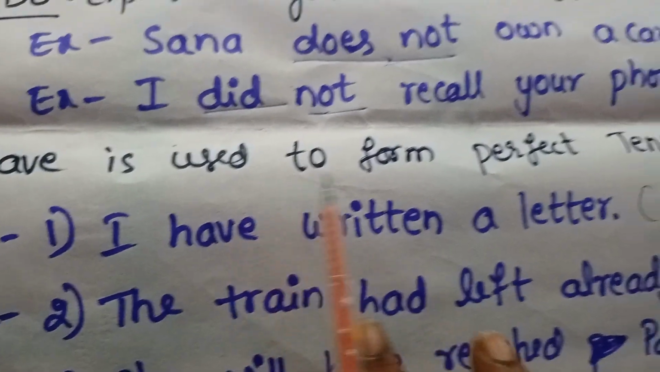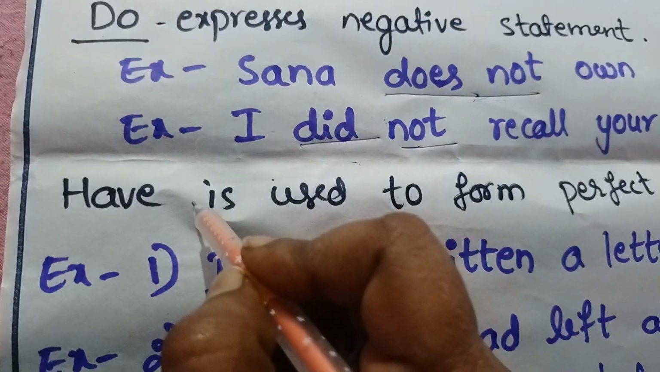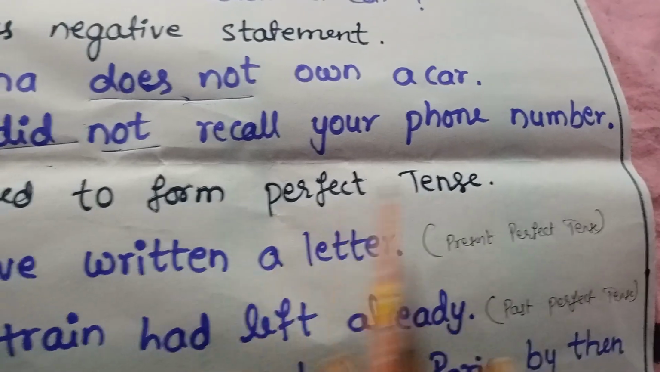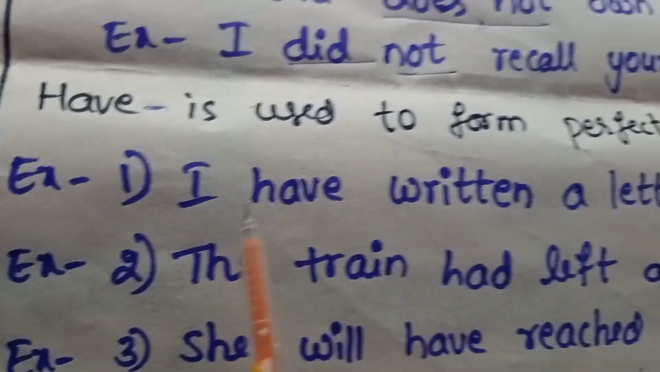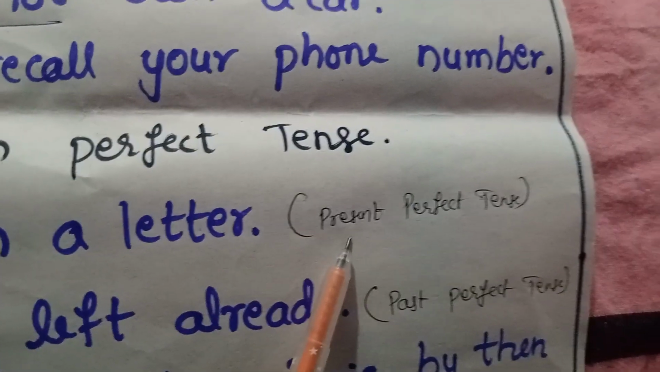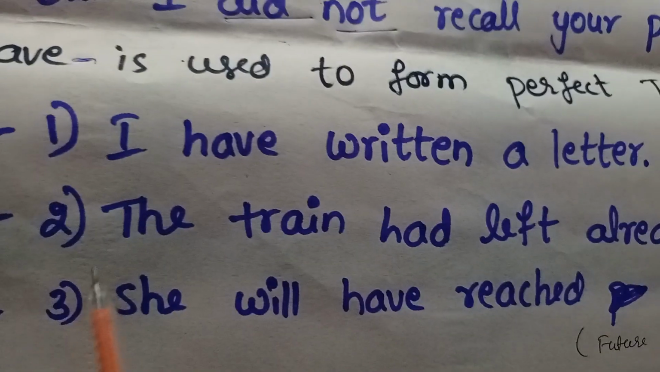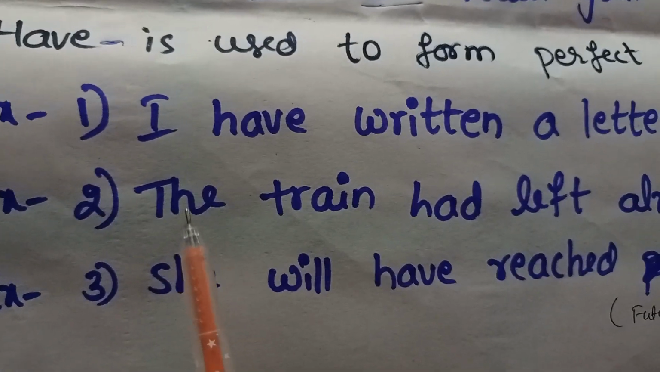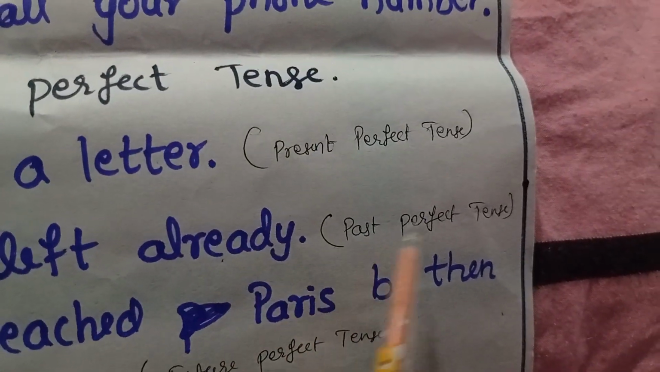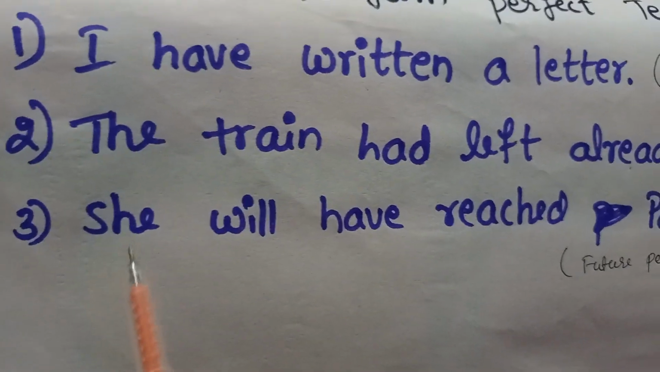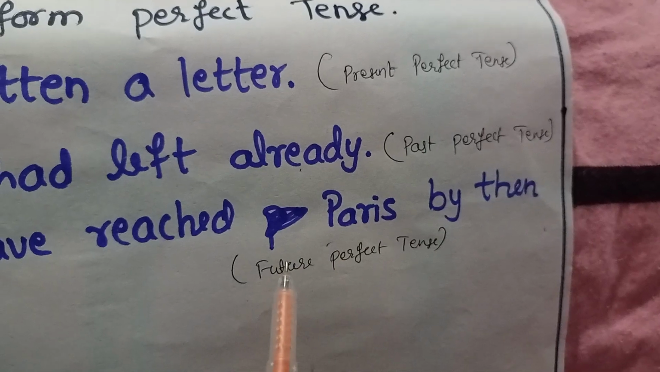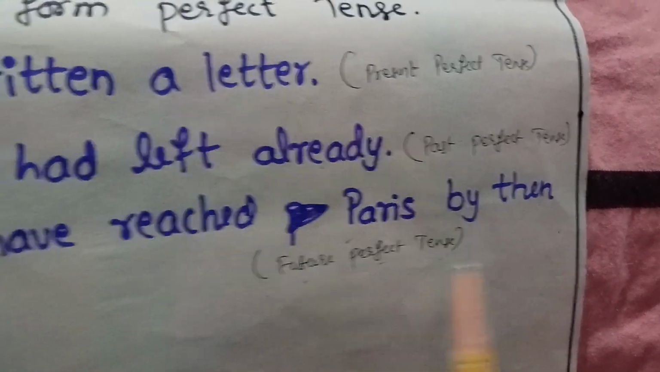Now let us discuss have forms. Have is used to form perfect tense. For example, I have written a letter. Present perfect tense. The train had left already. Past perfect tense. She will have reached Paris by then. Future perfect tense.